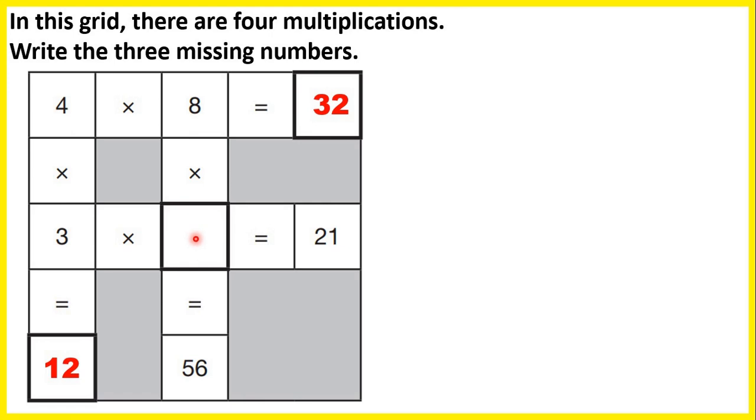And then for this box here, if we look at the row, we have 3 times something equals 21. And if we look down, we have 8 times something equals 56. So the missing number here is 7. 3 times 7 is 21, because 21 divided by 3 is 7. And 8 times 7 is 56, because 56 divided by 8 is also 7.